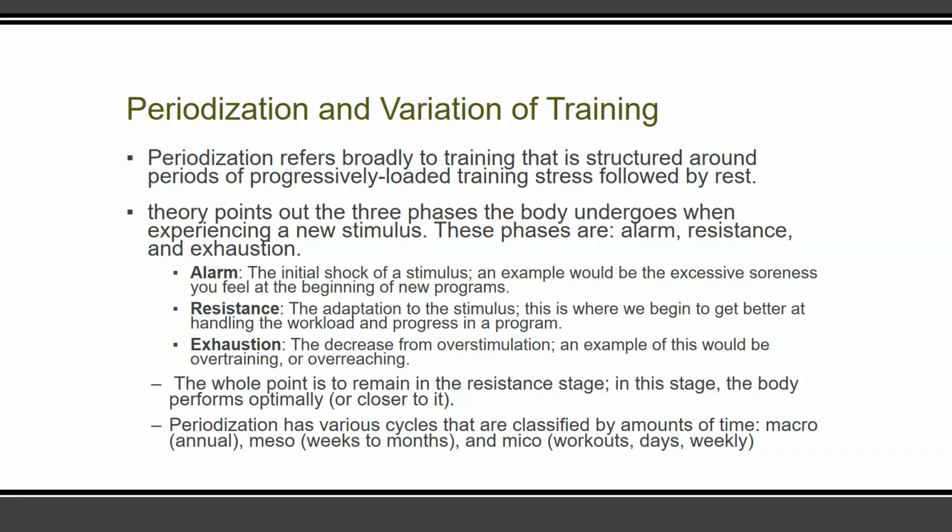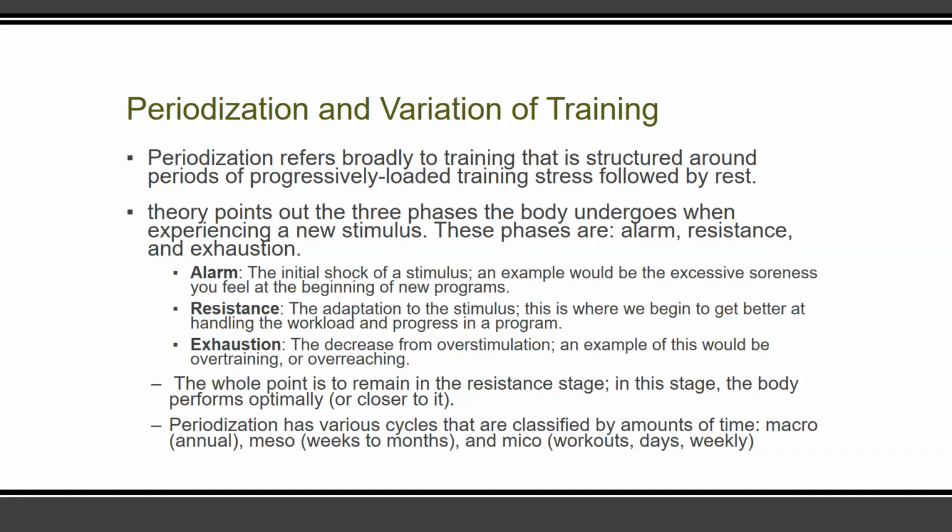What we're after in periodization is that we want to remain in the resistance stage. In this stage, the body performs optimally or closer to it. So there's an initial alarm, and we want to maintain resistance. If we find our patient is constantly fatigued or saying that they're exhausted or uncomfortable, our intensity level is far too high too quickly, so we want to back off and take a period of time.